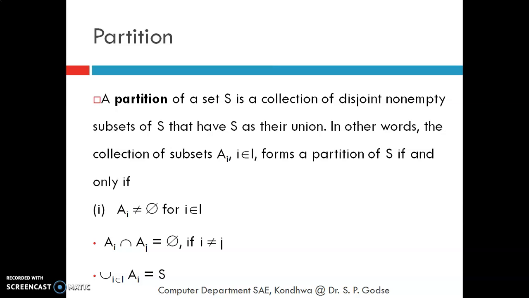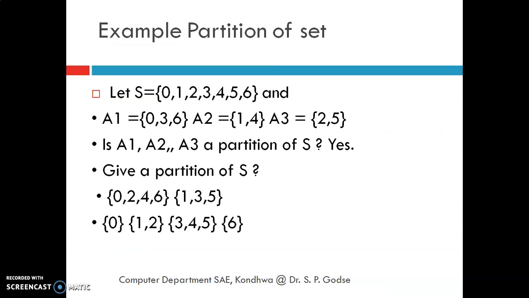So in short, partition of the set means we have to divide the set into different subsets such that each subset does not contain any element which is present in another subset. If you take the intersection of any two subsets, it will give phi, that is the empty set, and if you union all the subsets, then you will get the original set, that is S. That is called partition of the set.